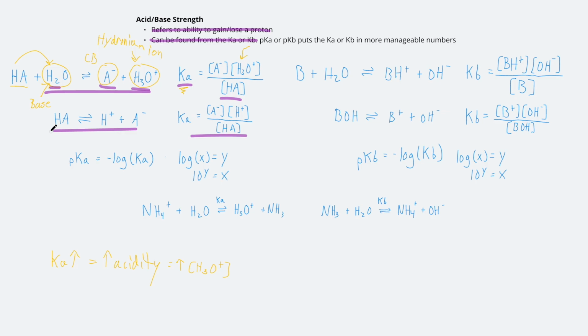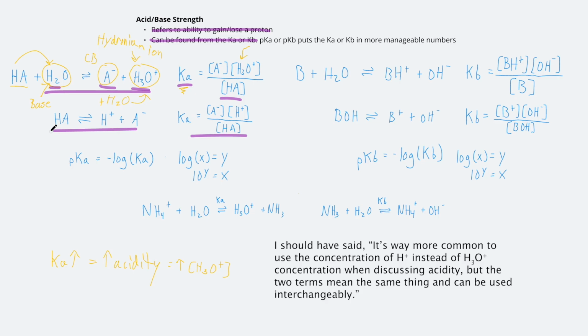In reality, the H plus ions are going to combine with water and always form the hydronium ion, like what we saw in the first reaction. But for whatever reason, it's way more common for H plus ions to be used whenever we're talking about acidity and the pH of solutions. So the big takeaway here is that either one of these equations is perfectly valid to use when you're talking about the Ka of an acid or the strength of an acid. And you need to understand that those two terms, H3O and H+, can be used completely interchangeably.